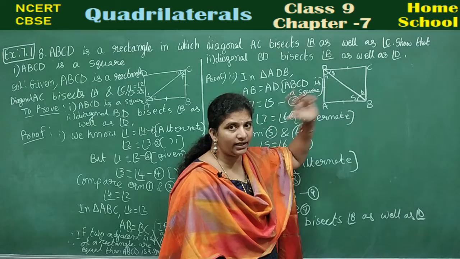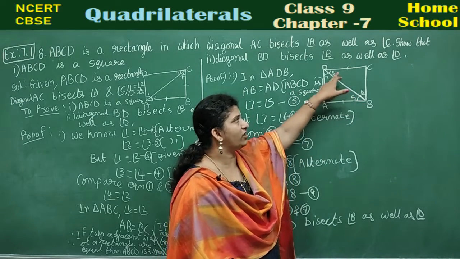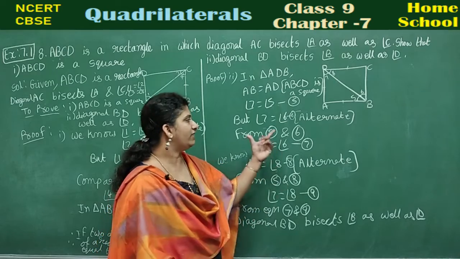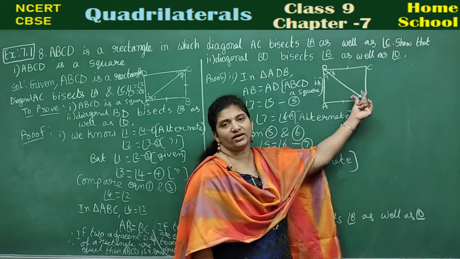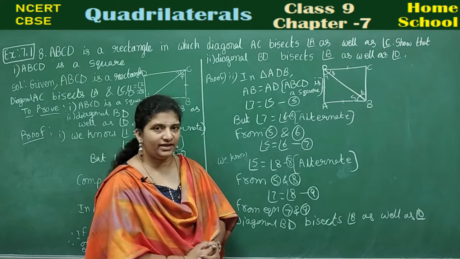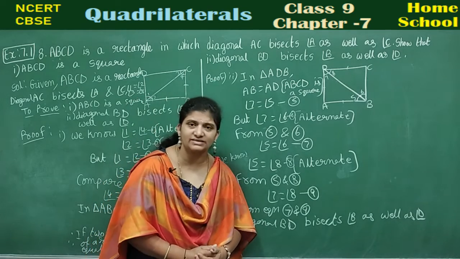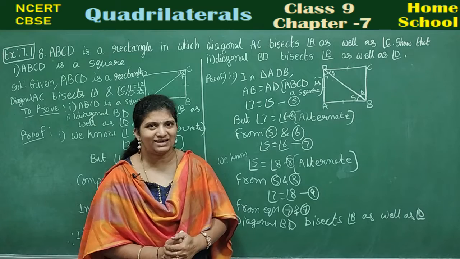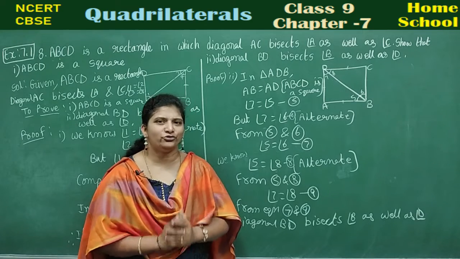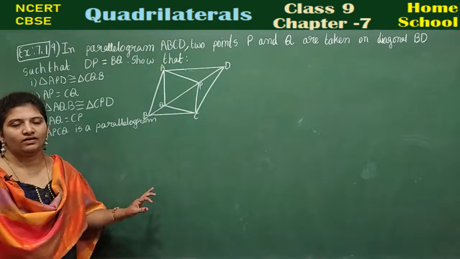And by using alternate angles, angle 5 is equal to angle 8, angle 6 is equal to angle 7. Then we try to prove that angle 5 is equal to angle 6 and angle 7 is equal to angle 8. Finally, diagonal BD bisects angle B as well as angle D. Understand the problem carefully and do it right now in your notes.